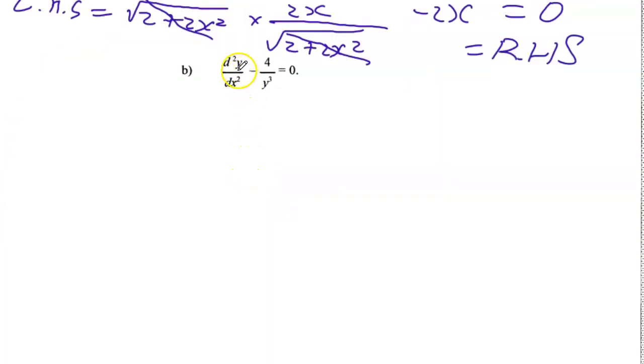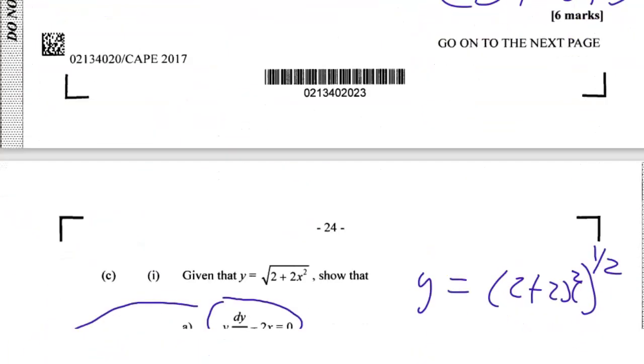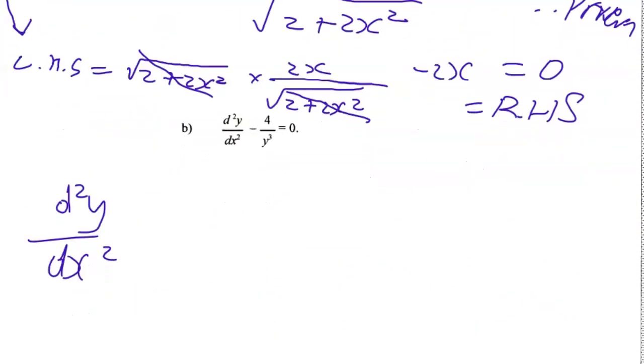Again, we are asked to show the second derivative minus 4 upon y cubed is equal to 0. So we need to find the second derivative, and we'll find it by differentiating the first derivative. Now recall the first derivative we have here. The first derivative was 2x upon root 2 plus 2x squared. So let's differentiate this and see what we end up with.